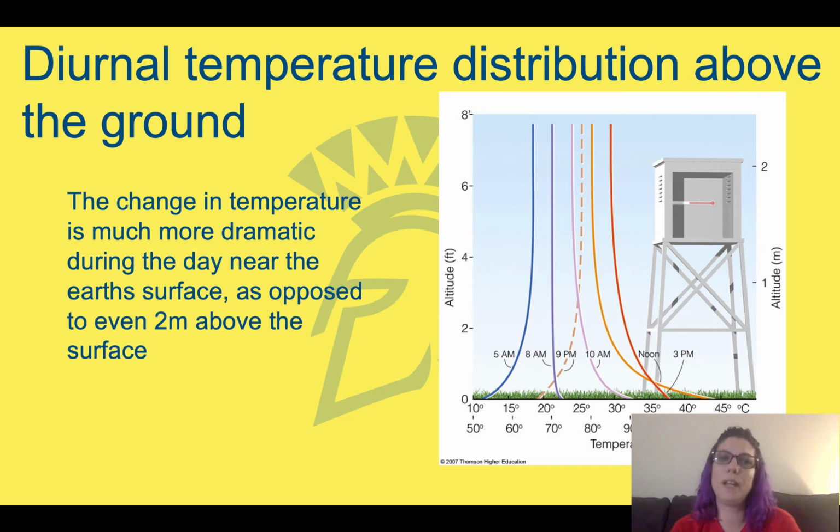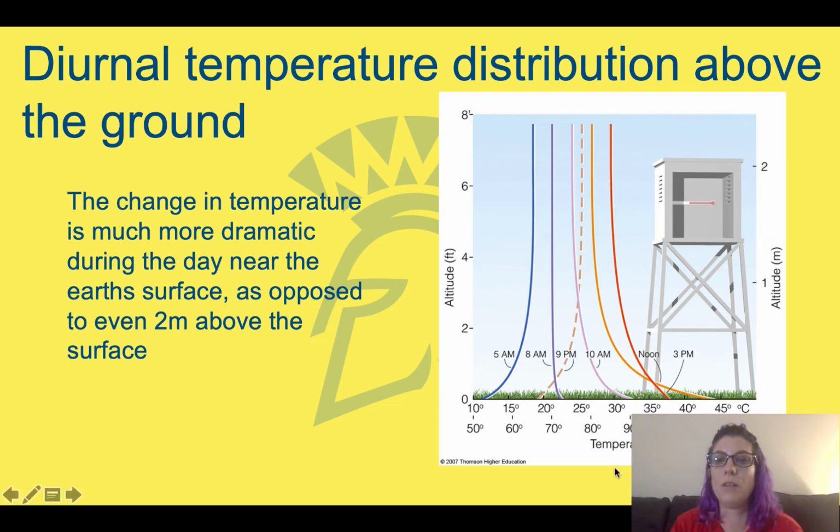All right, the first thing we have here is the diurnal temperature distribution above the ground. Diurnal meaning during the day. We already started in the first video seeing that we are warmer at the surface than we are aloft during the day, and at night, we're cooler at the surface than we are aloft. But it's not consistently the same; it changes throughout the day.